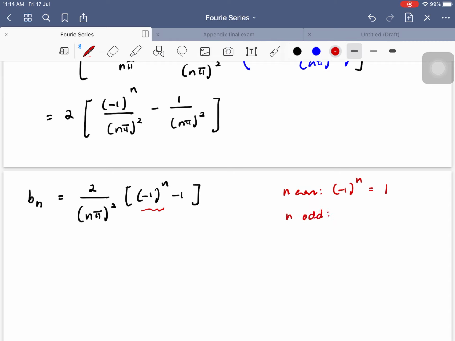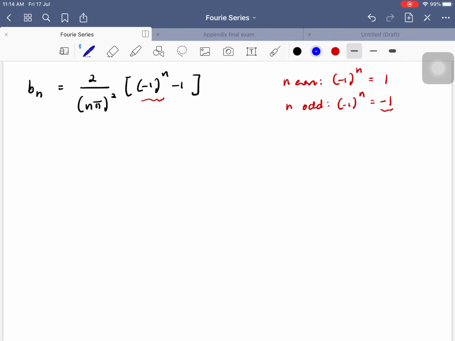And when n is odd, negative 1 to the power of n is going to be negative 1. Negative 1 to the power of 1, 3, 5 is always going to be negative 1. So that is why I can make a generalization of this. I can write that Bn.